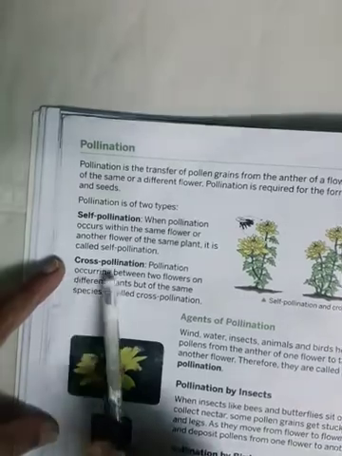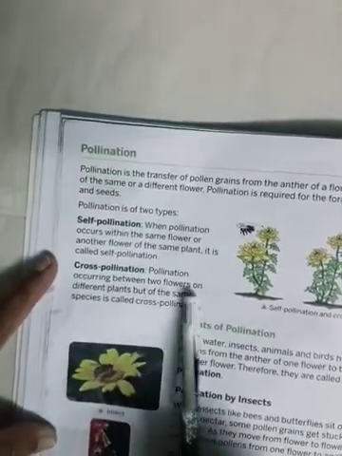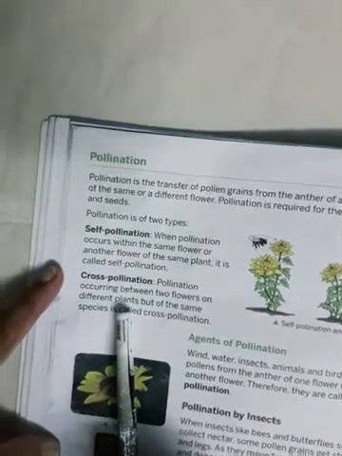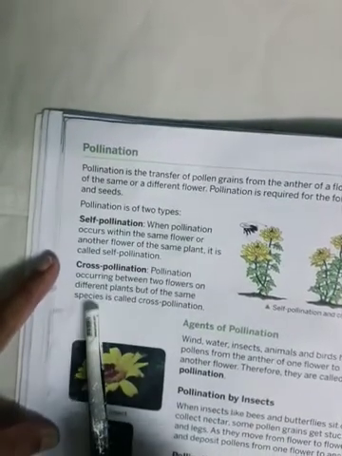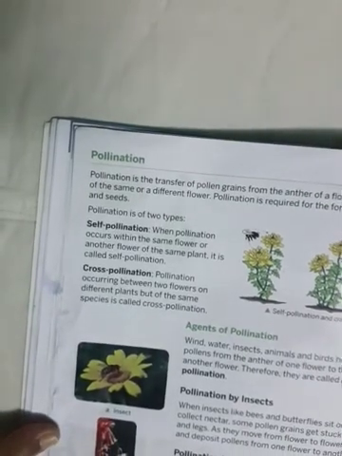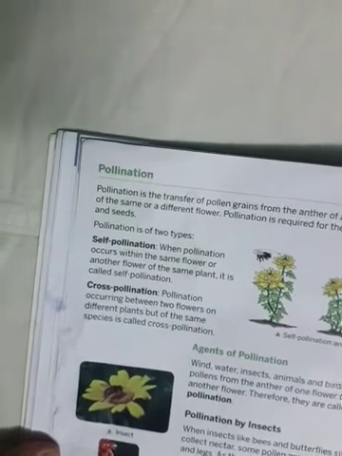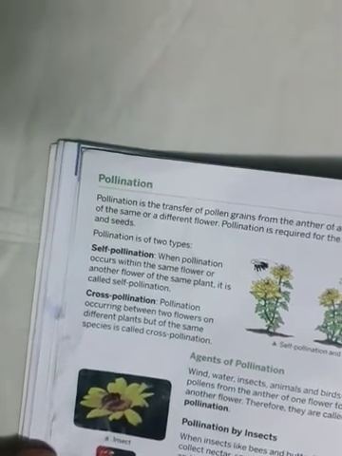Okay, and cross-pollination, what is it? Pollination occurring between two flowers on different plants but of the same species is called cross-pollination. So cross-pollination is when the species is the same but between two flowers on different plants.